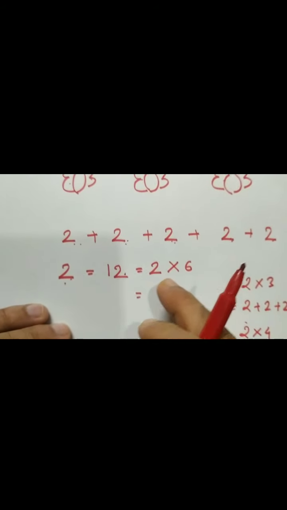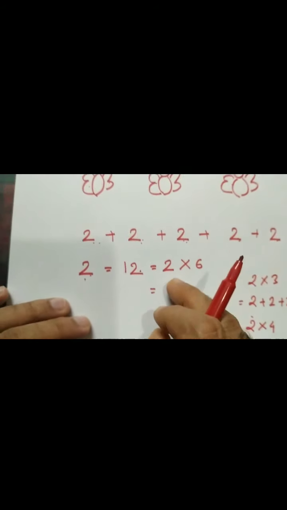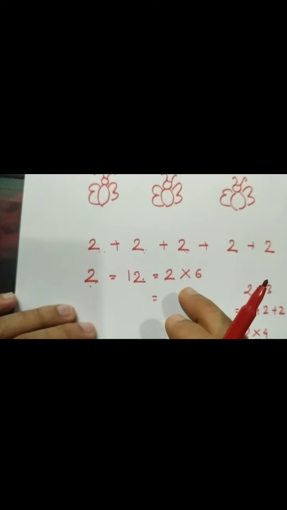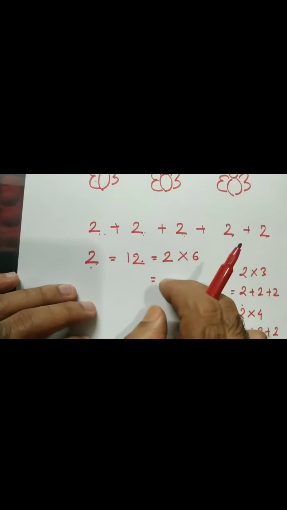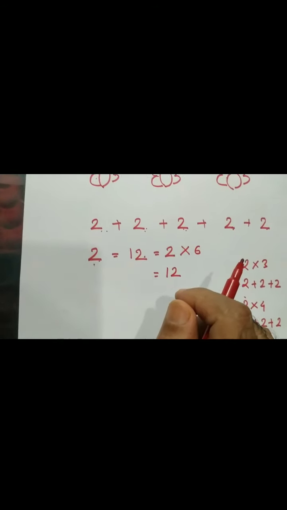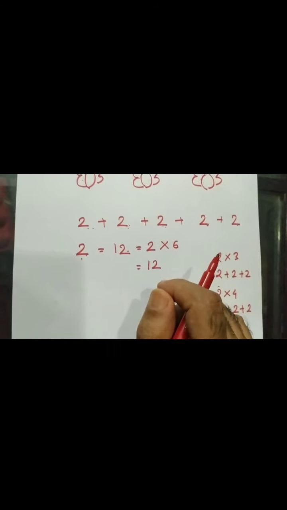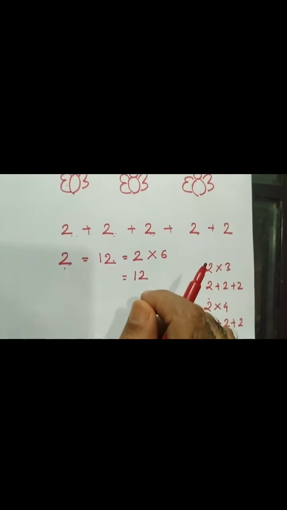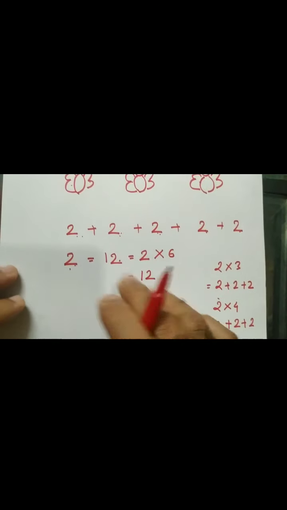So what do I get from this result of multiplication? Let's read the tables. 2 1s are 2, 2 2s are 4, 2 3s are 6, 2 4s are 8, 2 5s are 10, 2 6s are 12. So what we have learned, multiplication is nothing but repeated addition. So let's use this idea in another example of word problem.